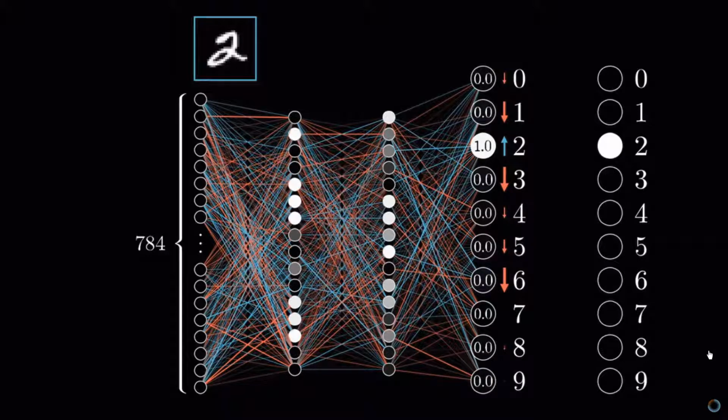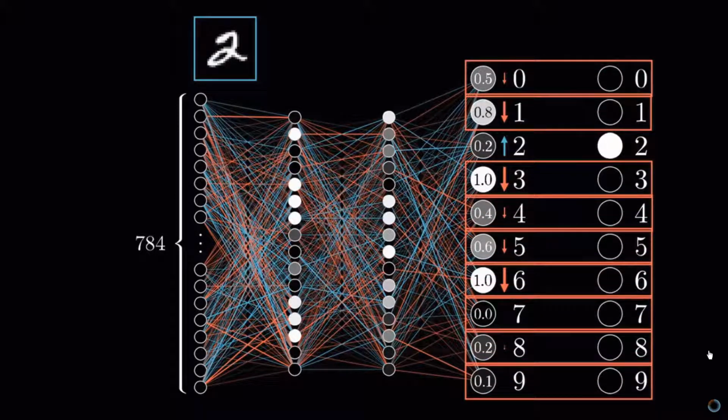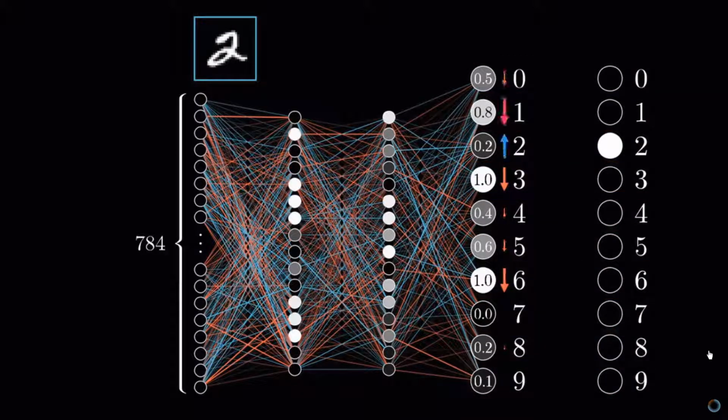And since we want it to classify the image as a 2, we want that third value to get nudged up, while all of the others get nudged down. Moreover, the sizes of these nudges should be proportional to how far away each current value is from its target value. For example, the increase to that number 2 neuron's activation is in a sense more important than the decrease to the number 8 neuron, which is already pretty close to where it should be.